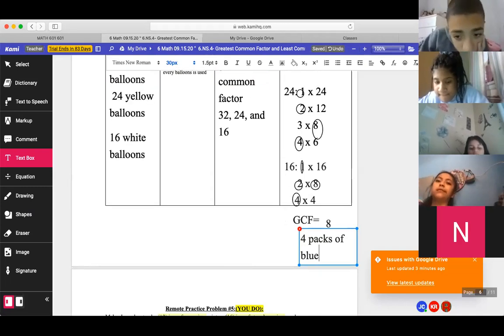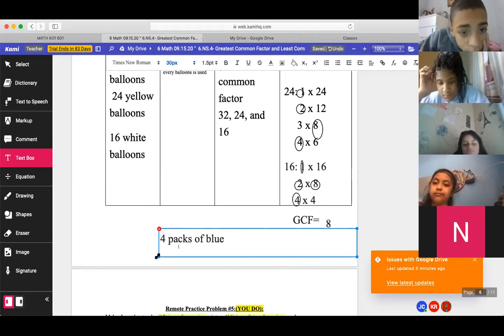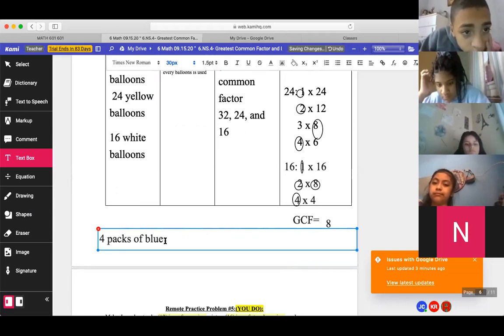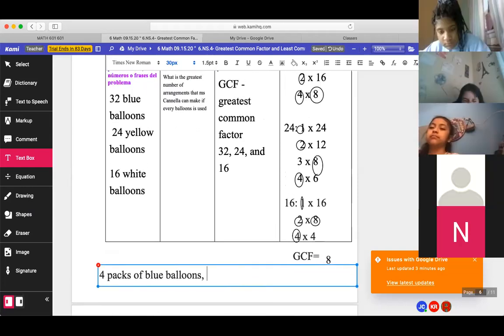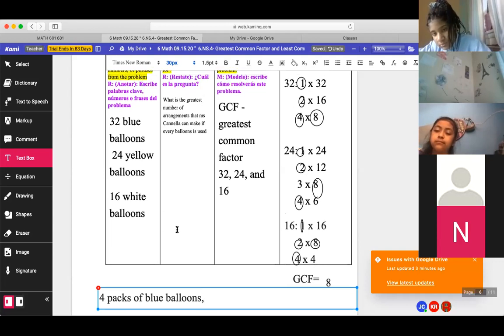Kayla, real quick. I want Kayla to do the 24 one. Sure. Kayla, look at this real quick. We know that the greatest common factor is 8, correct? So now that you identified that, we need to know that it's going to be the common number. When we say the greatest common factor, it's common. It's the same thing that we need in order to have an equal distribution between 32 blue balloons, 24 yellow balloons, and 16 white balloons. So the number that's common there is 8. So we know that if we have 4 packs on the top where it says 8 times 4 equals 32, that's how we got the 4 packs of blue balloons, correct?